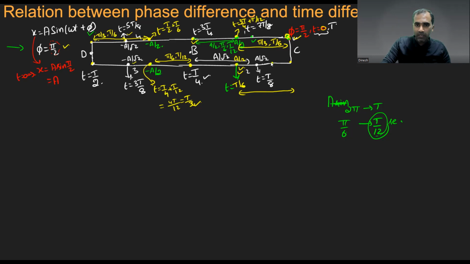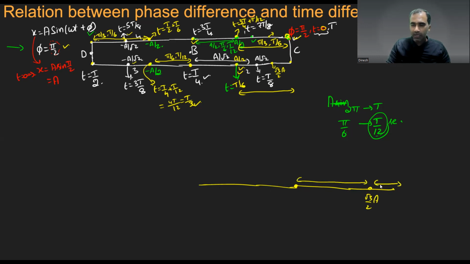I'll give you one more point, which is having an amplitude of root 3 by 2 A. This point will be here also, root 3 by 2 A. Can you figure out about this point? First of all, you should know this gap and this gap, not in terms of amplitude, I'm talking in terms of time and phase.